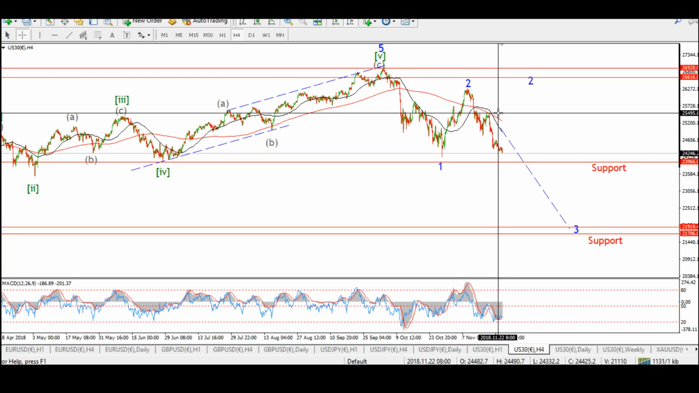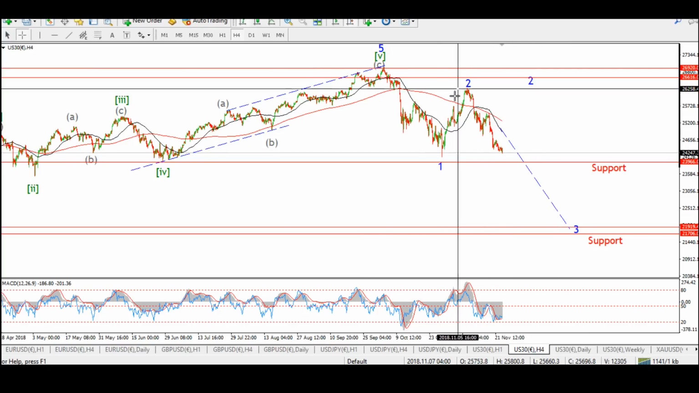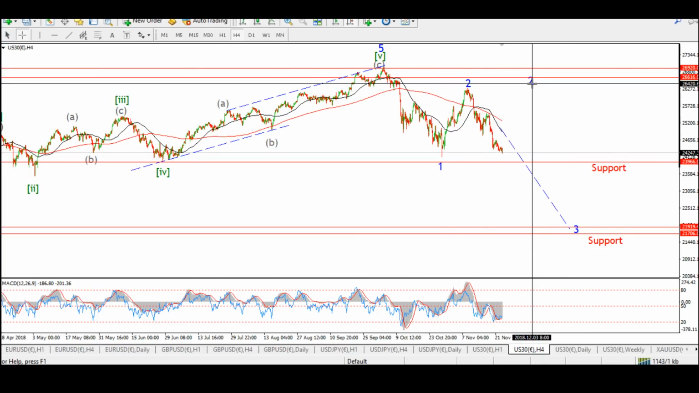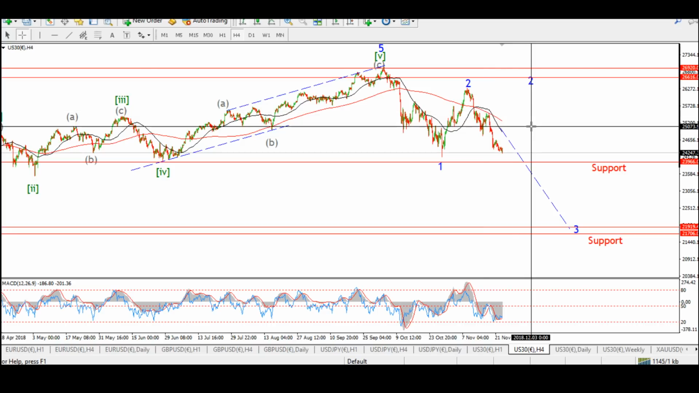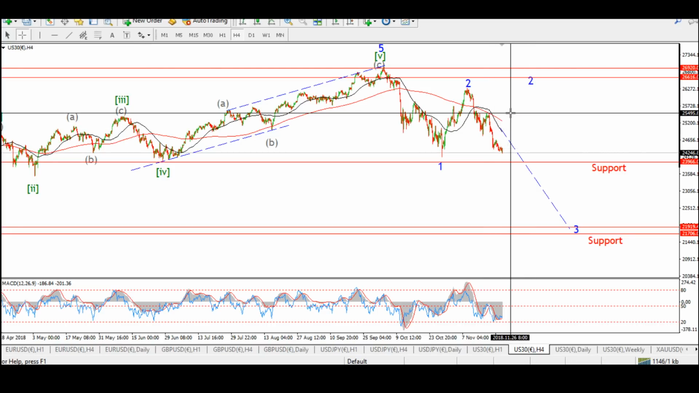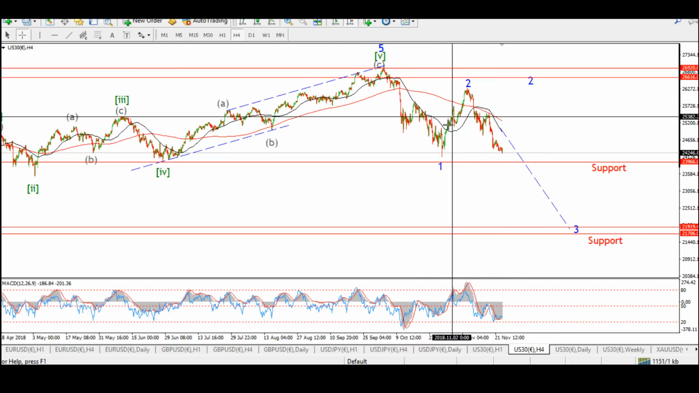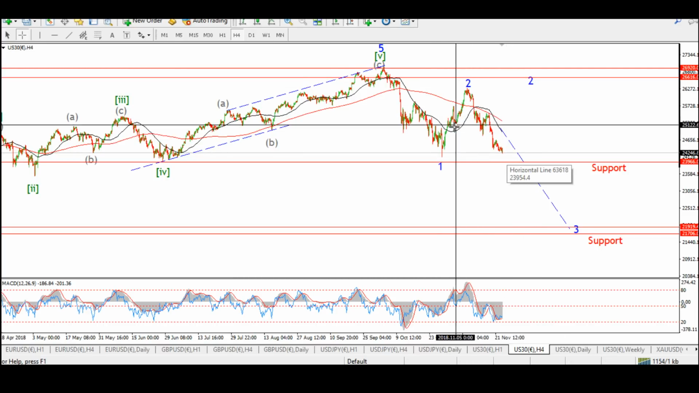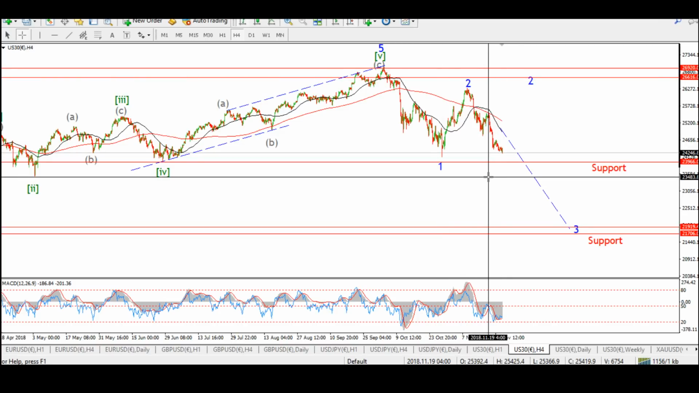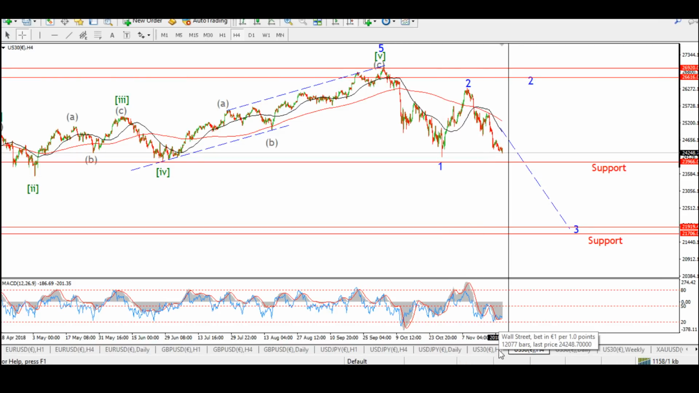We've got a nice interim high as well here, so a corrective high. That's about 25,500. If we get a break of 25,500, for the next couple of weeks, it will suggest that we get another run up to complete a second wave, a larger three-wave pattern in a second wave. Okay.